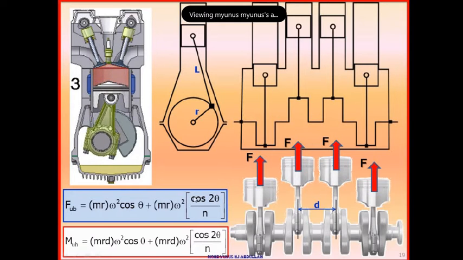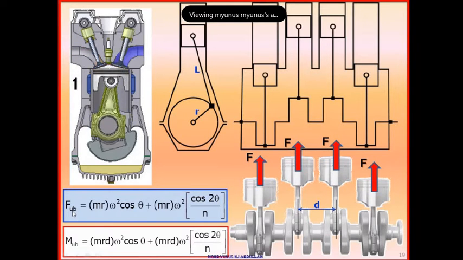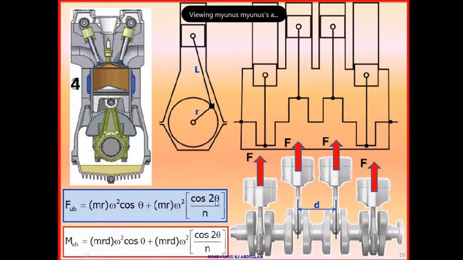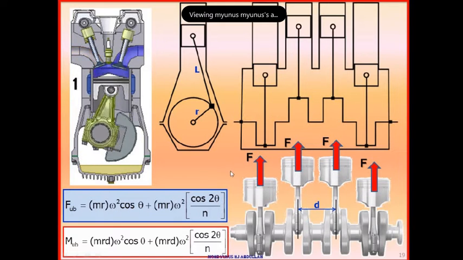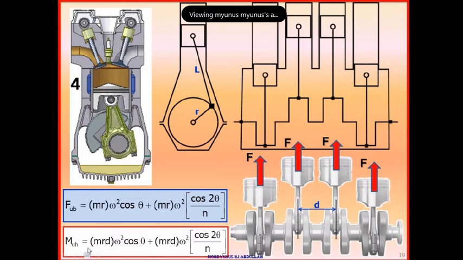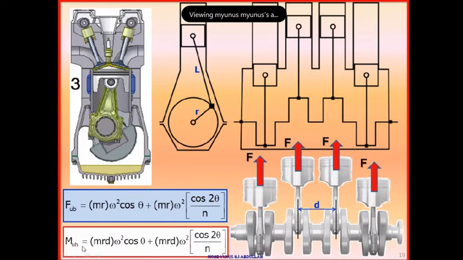So you have two equations here. This one is F unbalanced, M R omega squared cos theta plus M R omega squared cos theta n. This one is for all forces. When you have the force, then you multiply by D, you have a couple. Isn't it? So this one is so obvious, what you learned earlier.